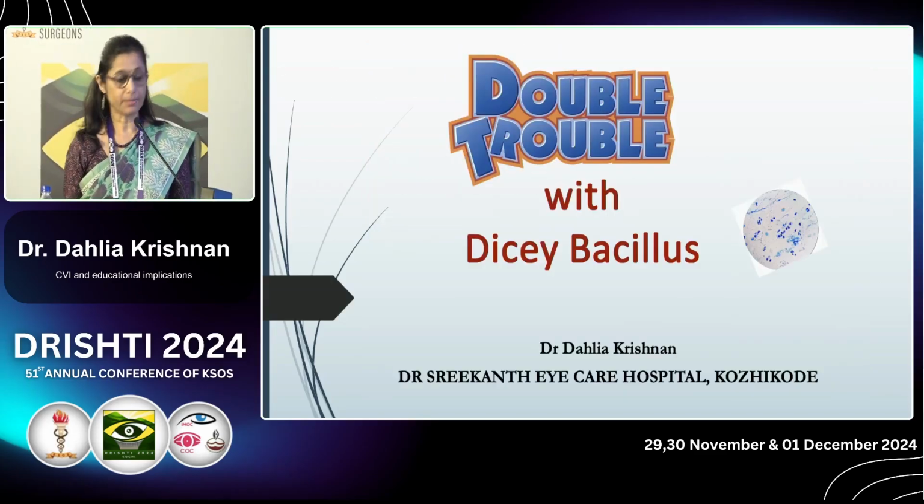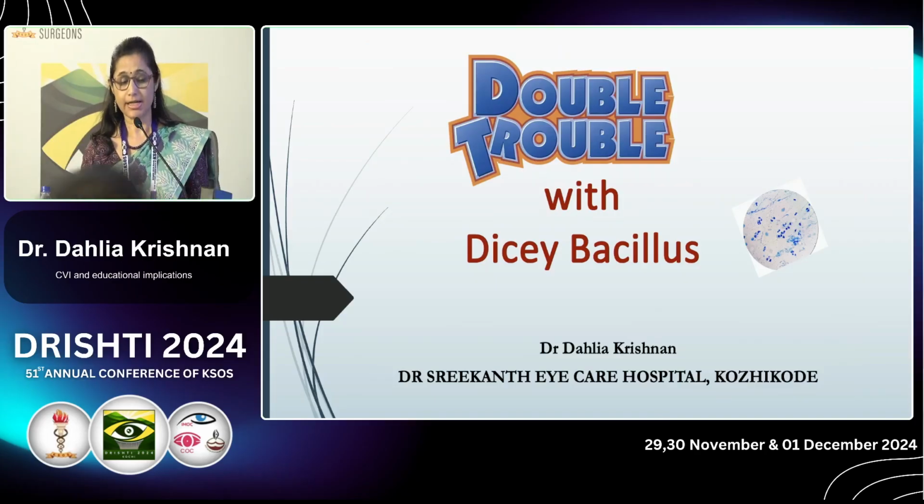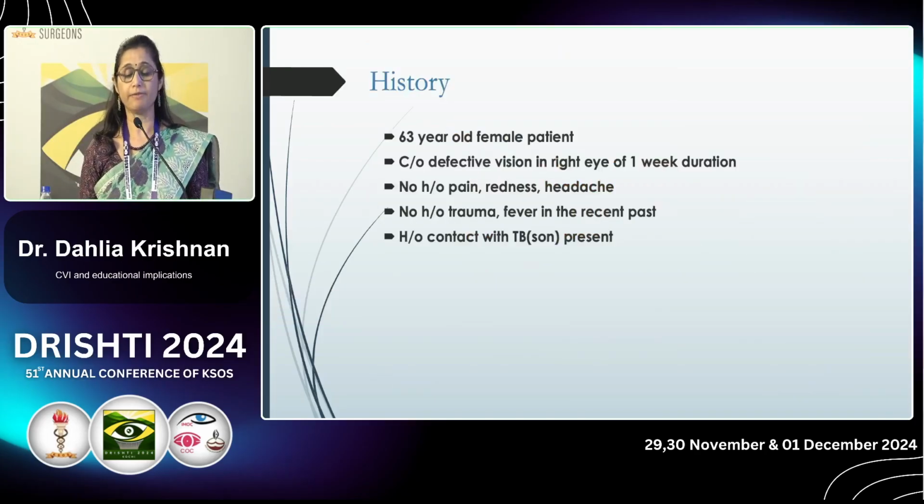So, my double trouble with the dicey bacillus. It starts with a 63-year-old female patient who came with defective vision in the right eye of 1 week duration. There was no history of pain, redness, or headache. History of contact with tuberculosis was present.